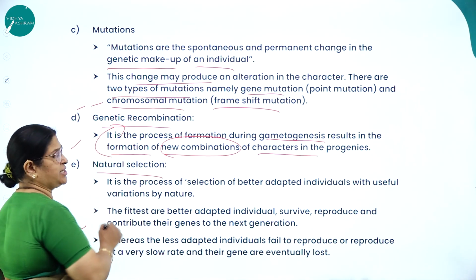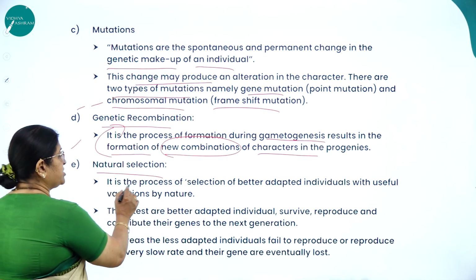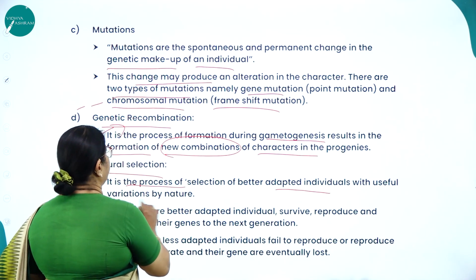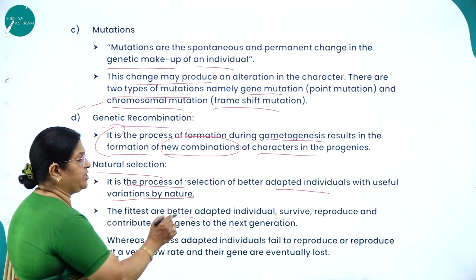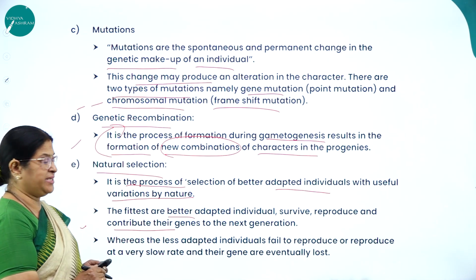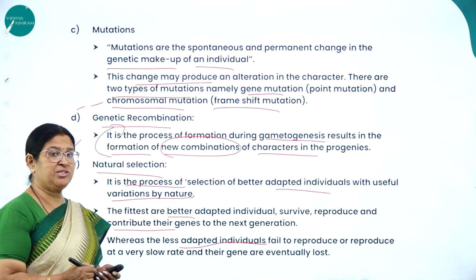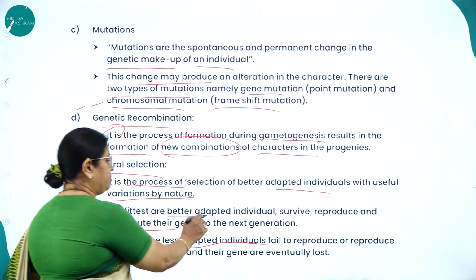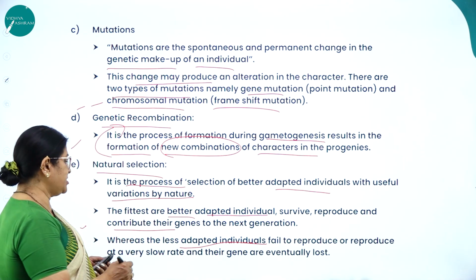Next, natural selection. As we all know, nature selects the best to survive and the weak will perish. So it is the process of selection of better adapted individuals with useful variations by nature. The fittest are better adapted individuals, survive, reproduce and contribute their genes to the next generation. Whereas the less adapted individuals... adaptation is very important for the survival of an organism. So better adapted individuals survive, reproduce and contribute their genes to the next generation.